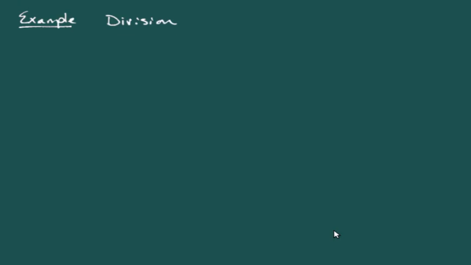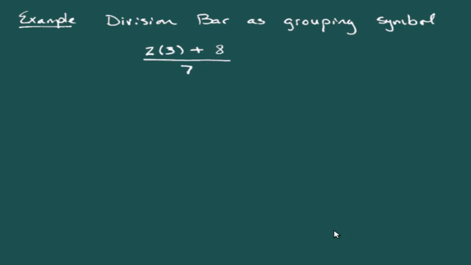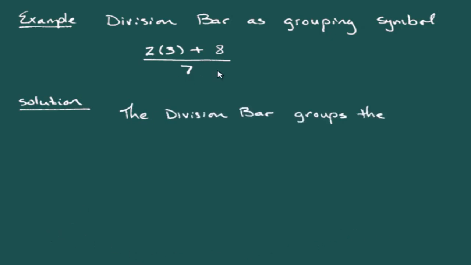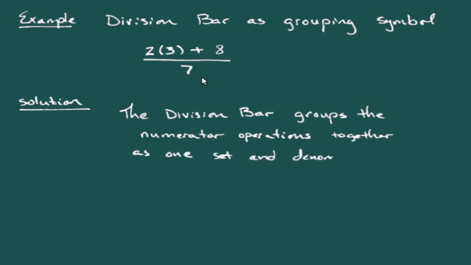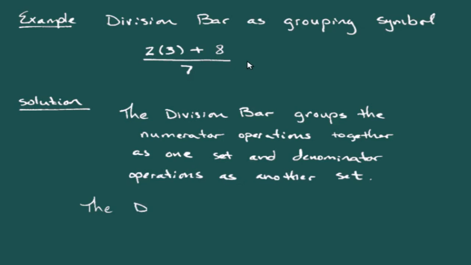So now let's look at an example where we're actually seeing the division bar as a grouping symbol. Suppose we're asked to evaluate 2 times 3 plus 8, and we want that all divided by 7. Well, what the division bar is actually telling us is that we are grouping all of the operations from the numerator together, and then, as another set of operations, we're grouping all of the operations in the denominator, and finally, the division itself is there to say this is the very last thing that we are going to do.